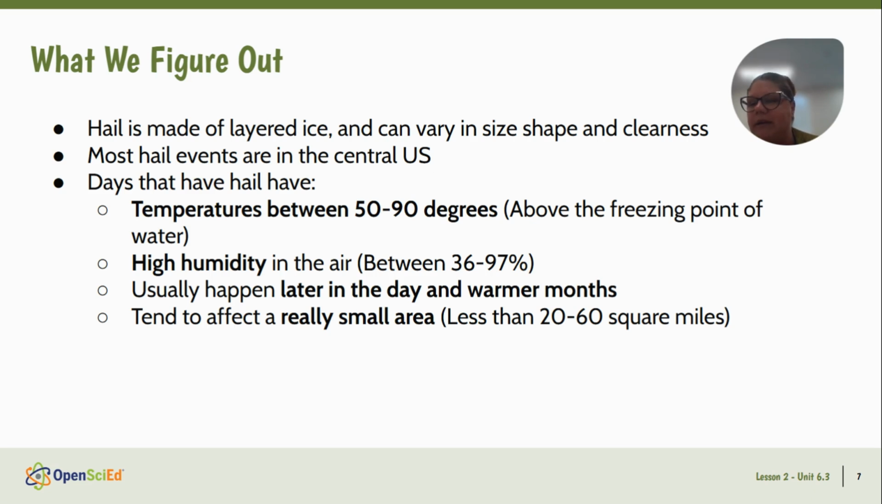High humidity in the air, somewhere between 36 and 97% is usually what's going on there. And then usually they happen later in the day and in warmer months. And they tend to affect a really small area of the map. They're not huge spread out storms. They're usually somewhere between 20 and 60 square miles, we're noticing.